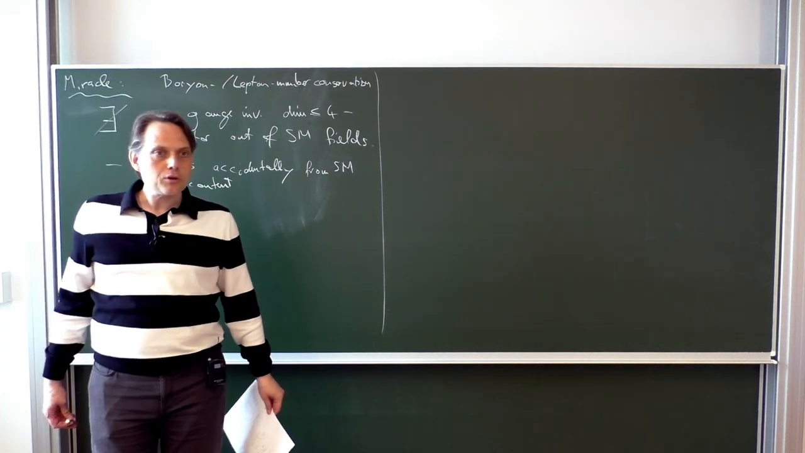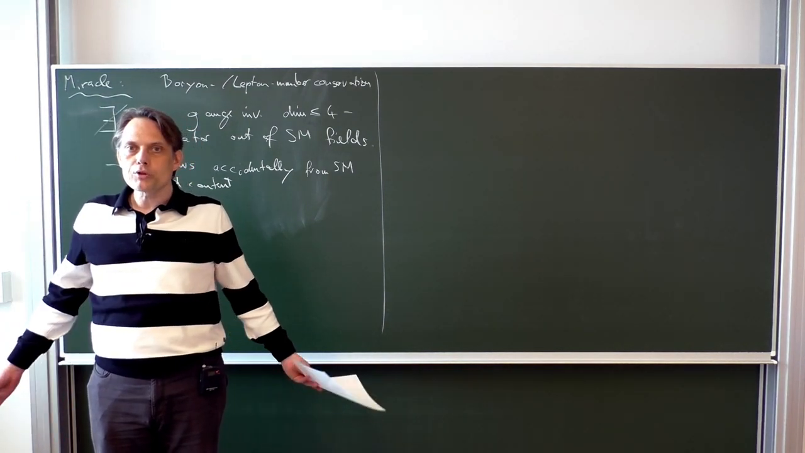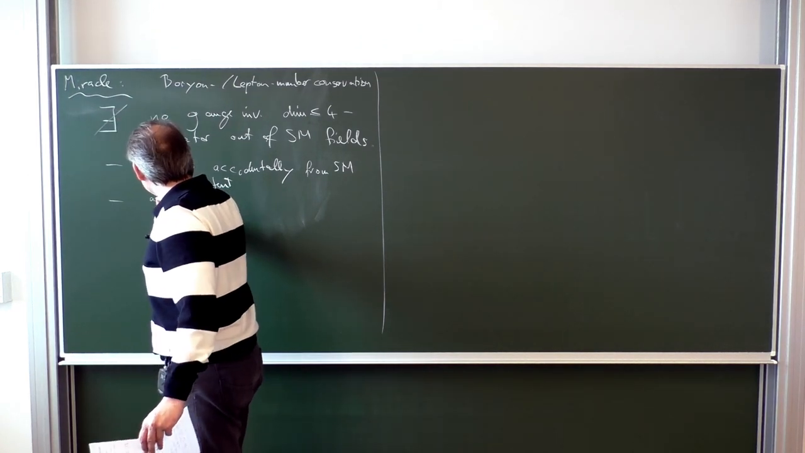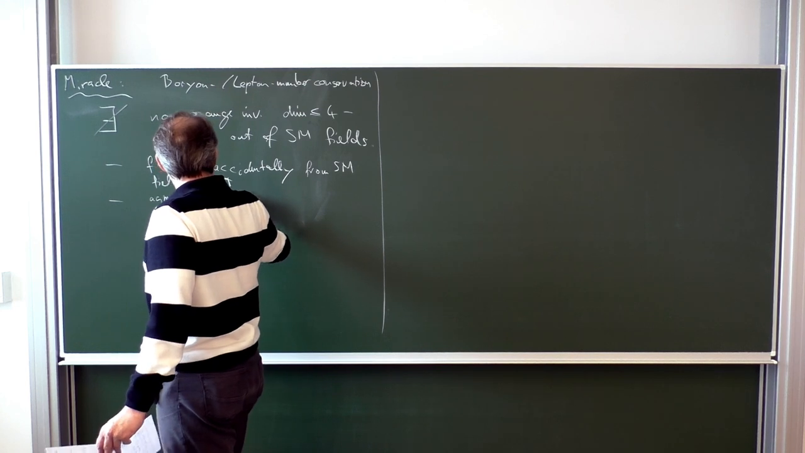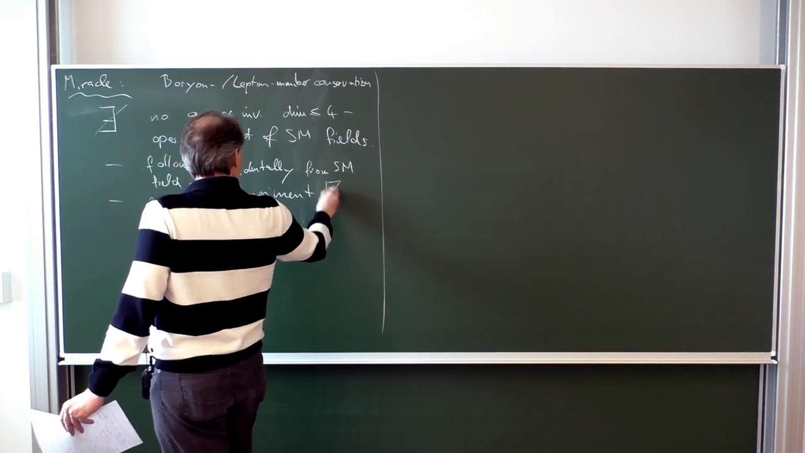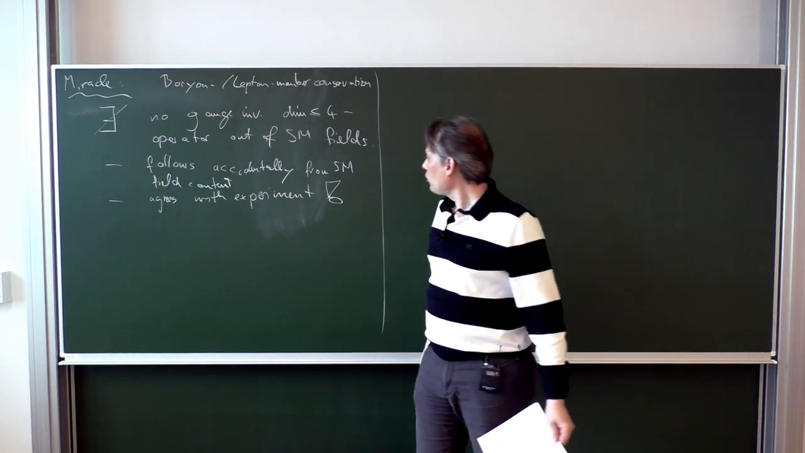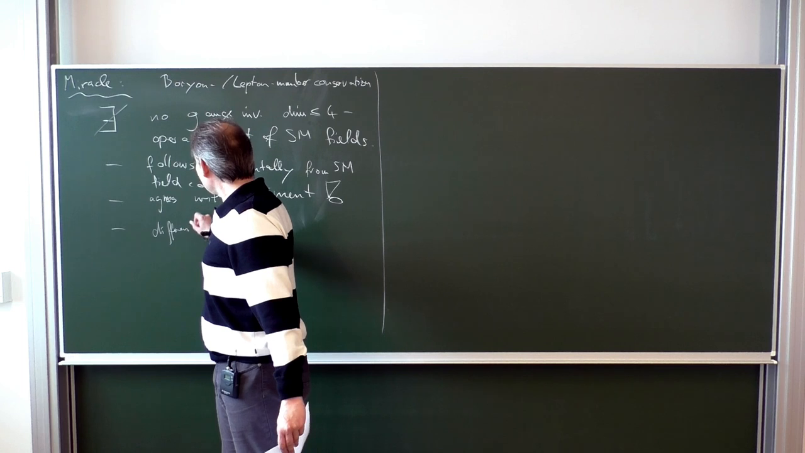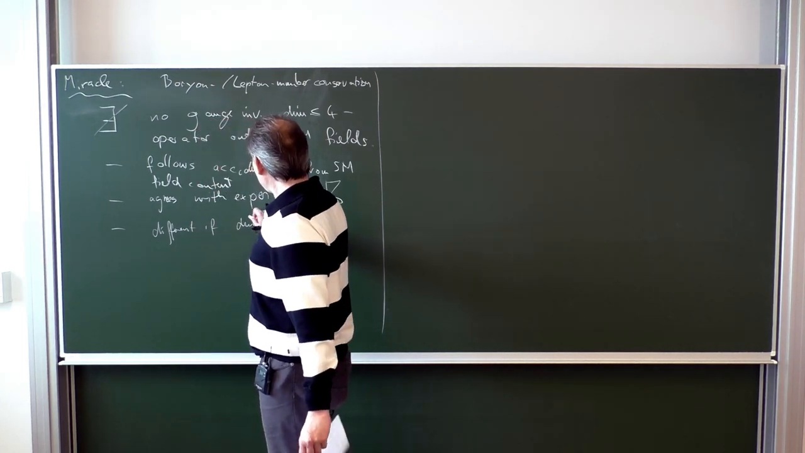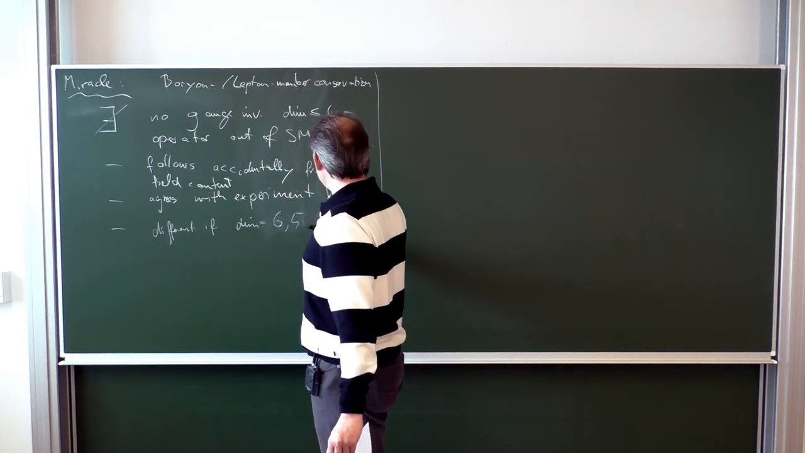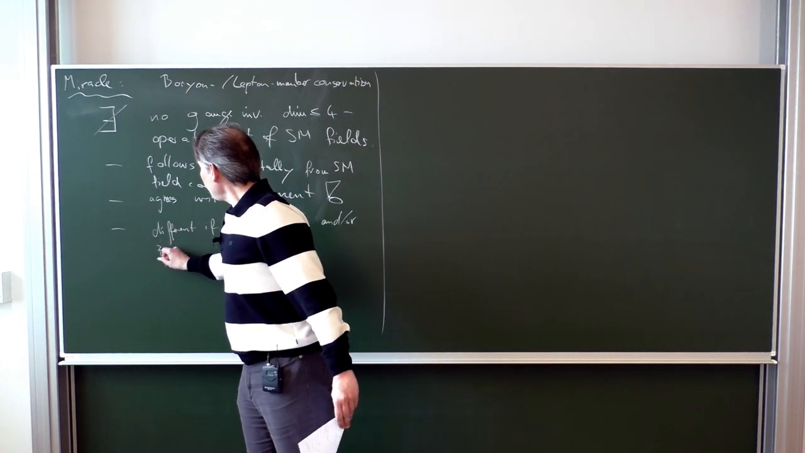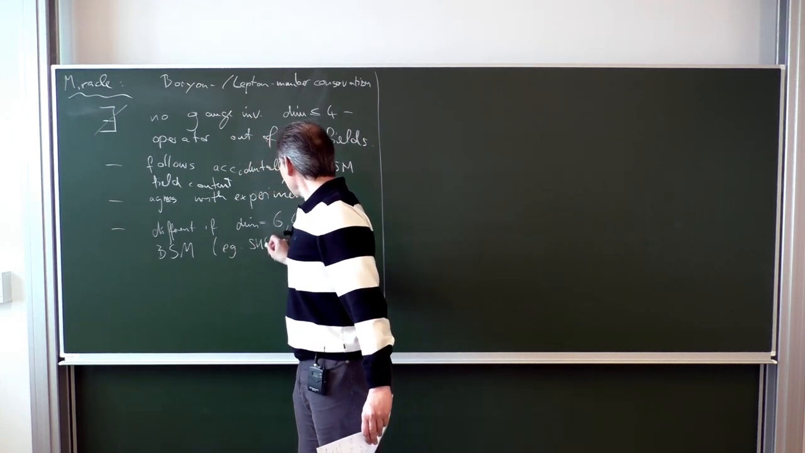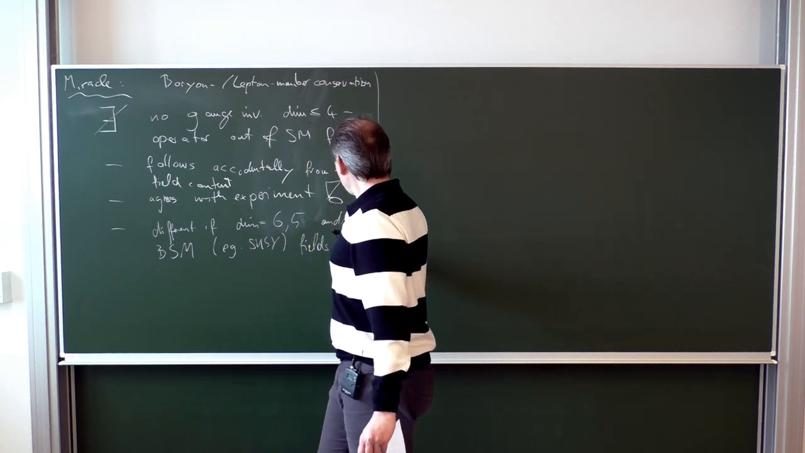And of course, surprisingly, this baryon and lepton number conservation agrees with experiment, because there we have not observed baryon number violation or lepton number violating processes. And therefore, it's a miraculous but very important property of the standard model. Okay, so let's just say this becomes different if dimension 6 or 5 and or BSM. BSM stands for beyond the standard model. For example, supersymmetry means allowed.